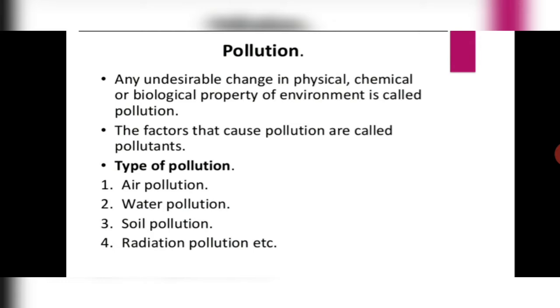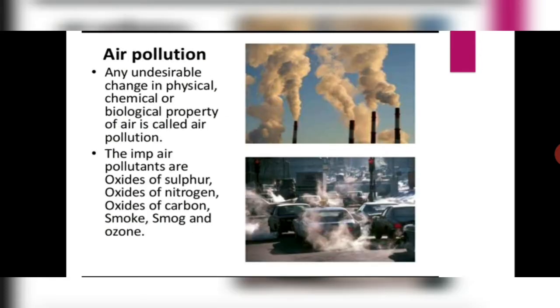Let us start with the basic definition of pollution. What do you mean by pollution? It is any undesirable change in the physical, chemical, or biological property of the environment. The factors which cause pollution are known as pollutants. There are 4 different types of pollution mainly that we have to discuss in this chapter: air pollution, water pollution, soil pollution and radiation pollution. Today's class we are going to deal with air pollution.